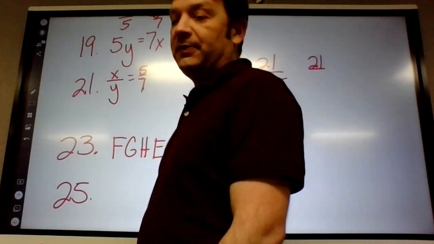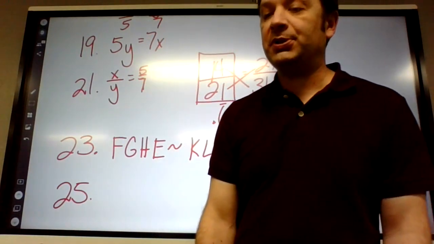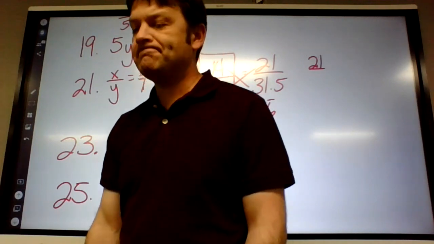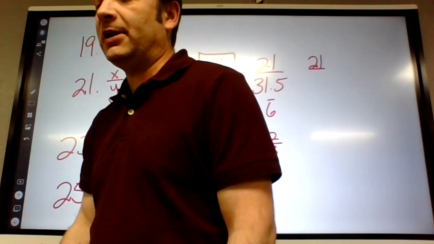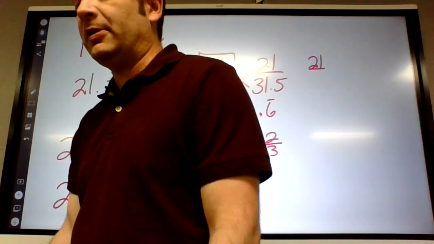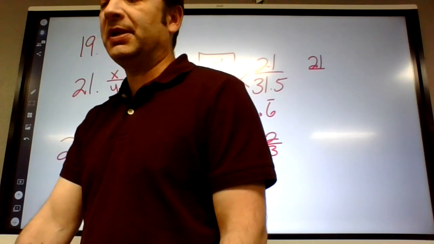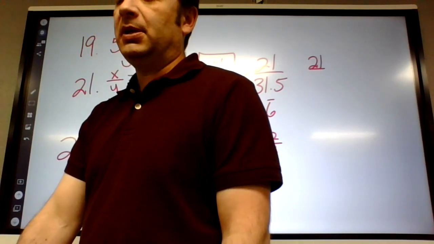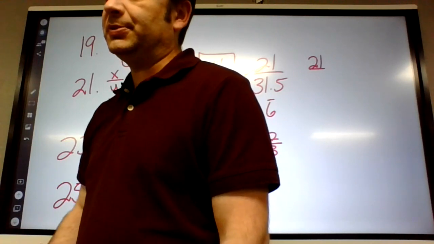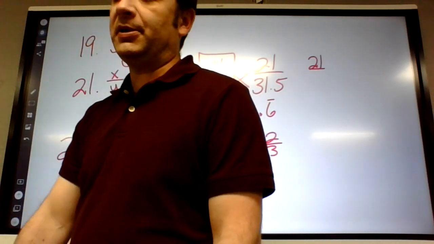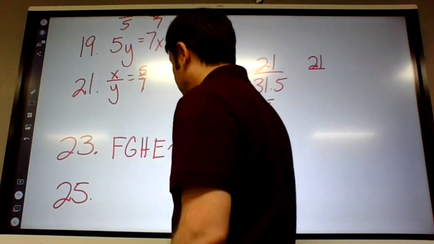Okay, 25. Are all the sides in proportion on 25? Does 8 over 5 equal 8 over 5 equal 8 over 5 equal 8 over 5? Yes. So the sides are proportional. Are the angles the same? What do the angles in a quadrilateral have to add up to? 360.